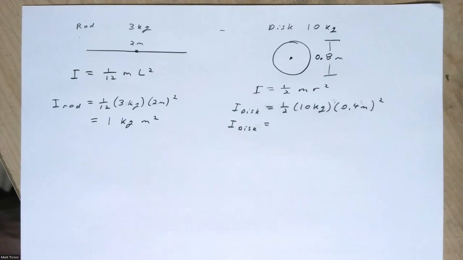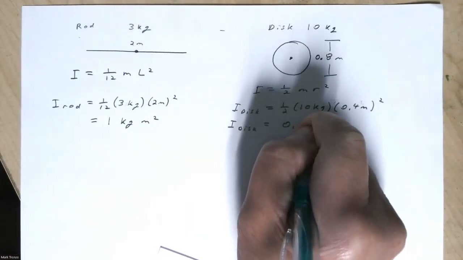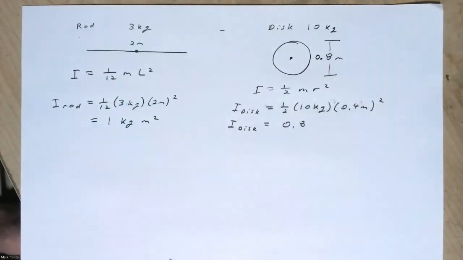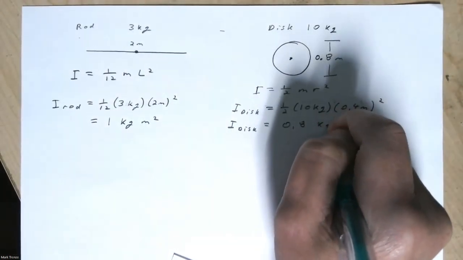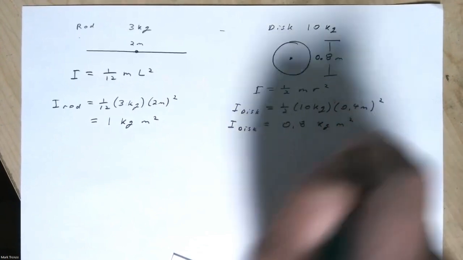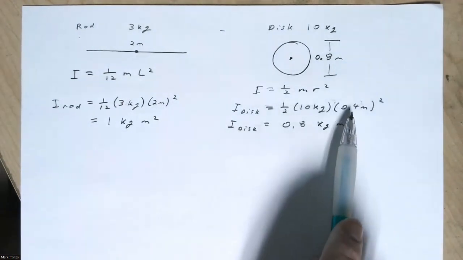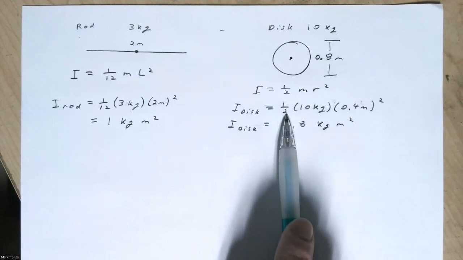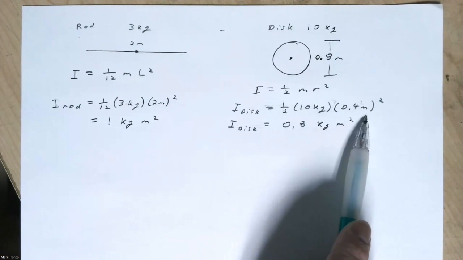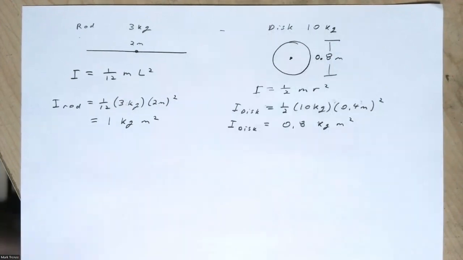And this comes out to be 0.8 kilogram meters squared when you put everything into your calculator. And that makes sense because when we square this, it will end up being 0.16. Divide that by 2, that'll be 0.08, multiplied by 10 gives us this.